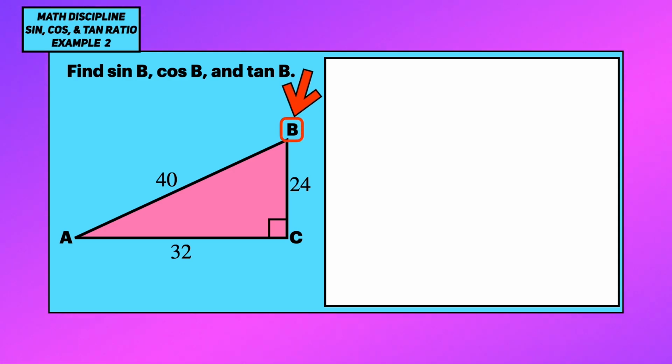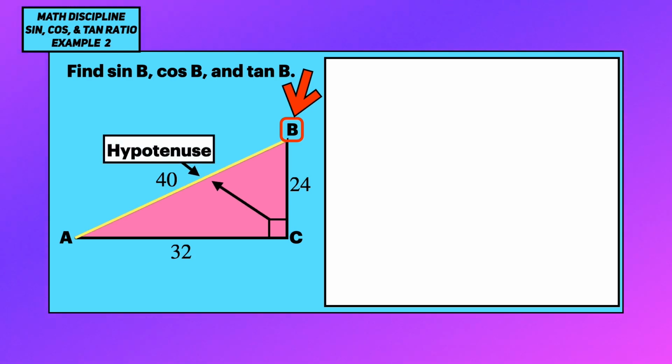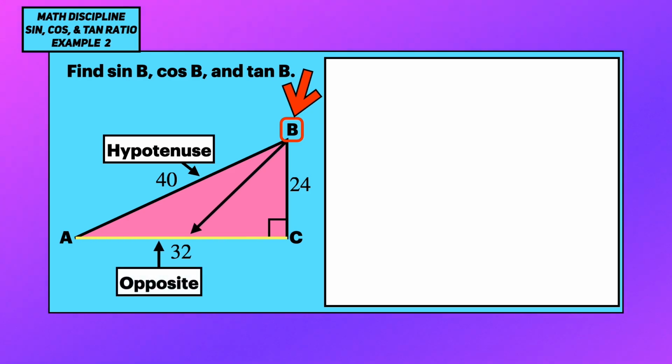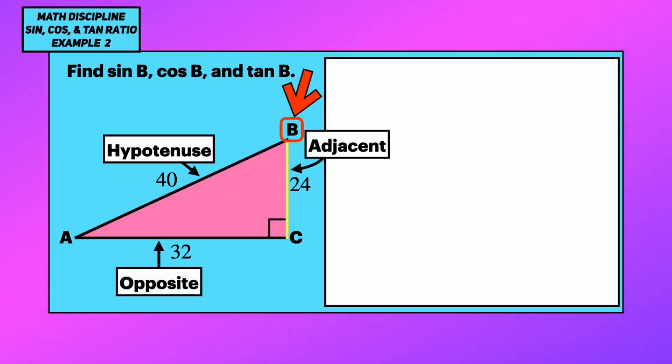Let's start by labeling each of our 3 sides. Our hypotenuse is always the side across from the 90-degree angle. That does not change. The side across from angle B is our opposite side. The remaining side, which is touching angle B, is our adjacent side. Notice that the hypotenuse is still the same, but the opposite and adjacent sides have switched places because we switched from angle A to angle B. Okay, now let's find the sine, cosine, and tangent of angle B.